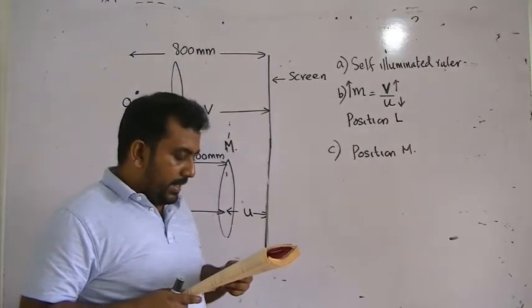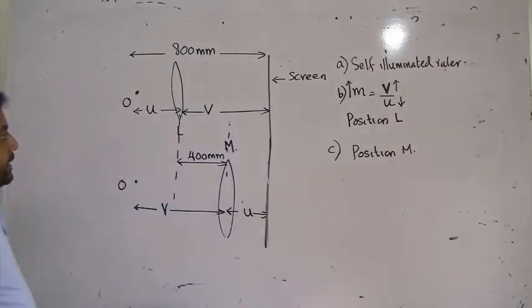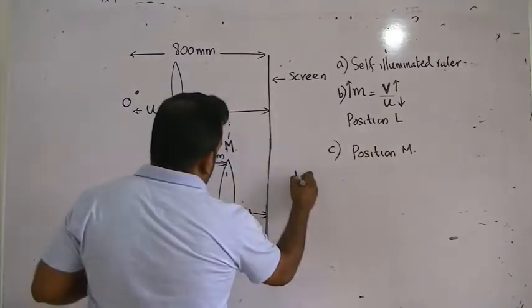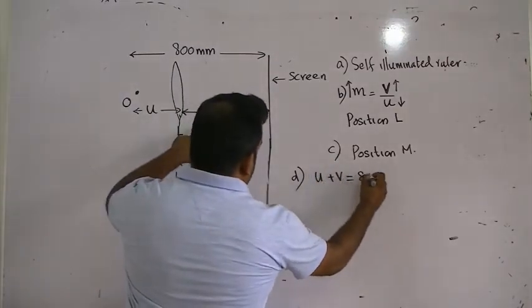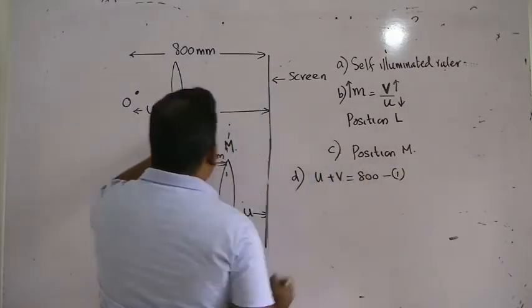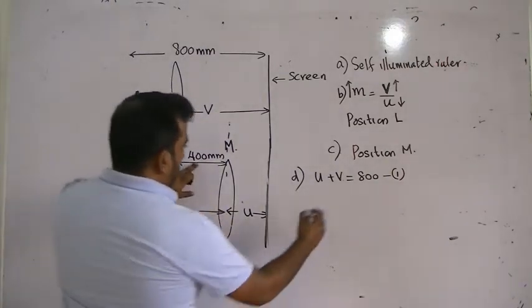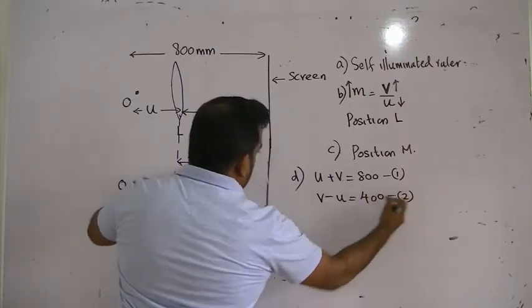Part D. Calculate the focal length of the converging lens. Look at the board very carefully. U plus V, we know, is 800 millimeters. Also, if this is V, this is U. V minus U is 400 millimeters.